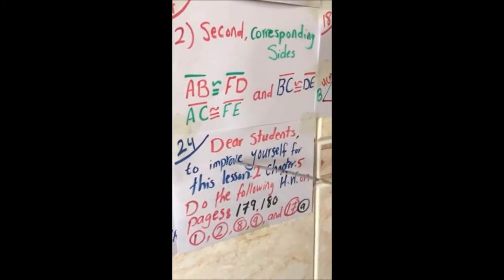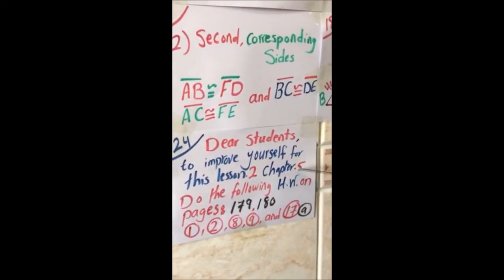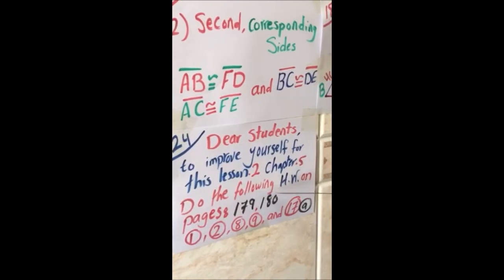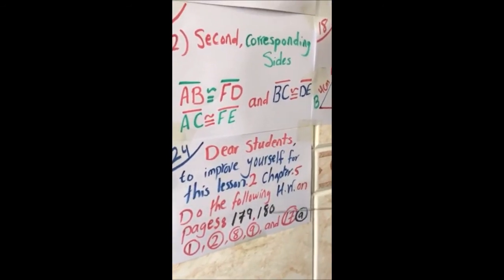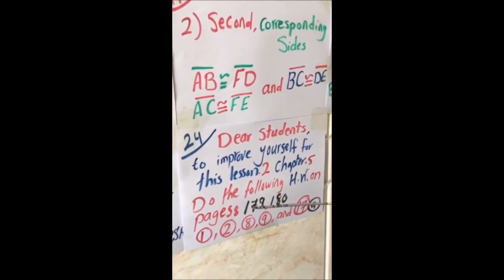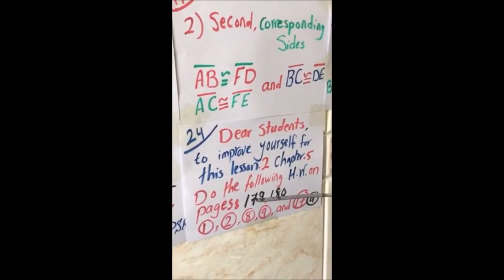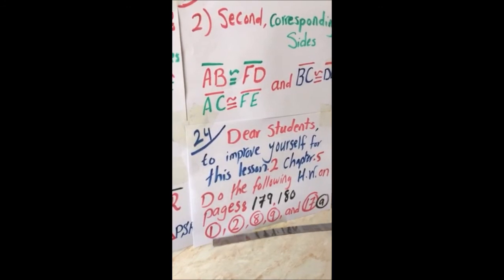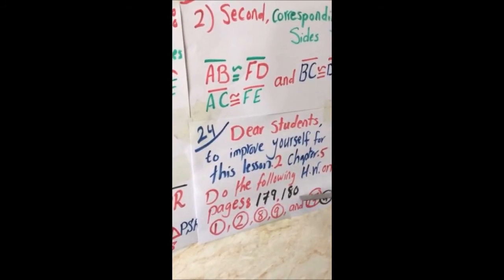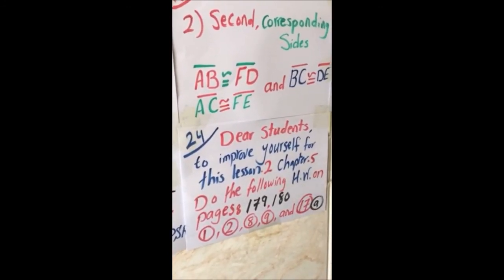So dear students, to improve yourself for this lesson 2, chapter 5, please do these questions as homework, and you can see them on pages 179 and 180. On page 179 you will do numbers 1, 2, 8, 9, and on page 180 you will find number 17A.